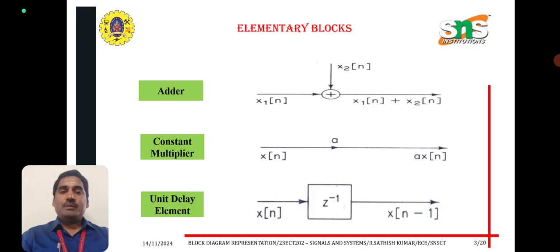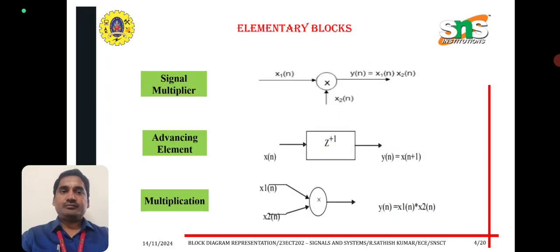Now we can see the basic elementary blocks of signal: adder, x1 of n added with x2 of n, which can produce output as x1 of n plus x2 of n. Constant multiplier: x of n multiplied with a constant value, we can get a into x of n. Unit delay element means x of n multiplied with z inverse, we can get x of n minus 1.